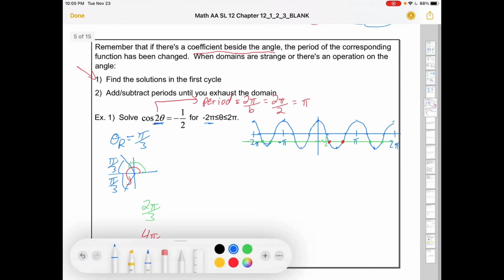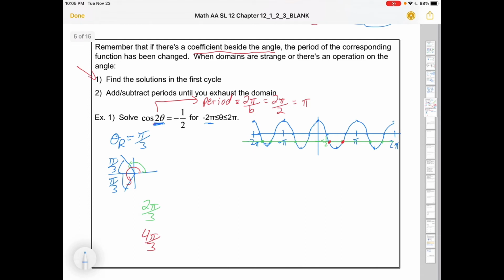One thing that is different here is that the whole angle is 2 theta. So instead of saying theta equals 2 pi over 3, we're going to have to say 2 theta is 2 pi over 3, and 2 theta is 4 pi over 3.